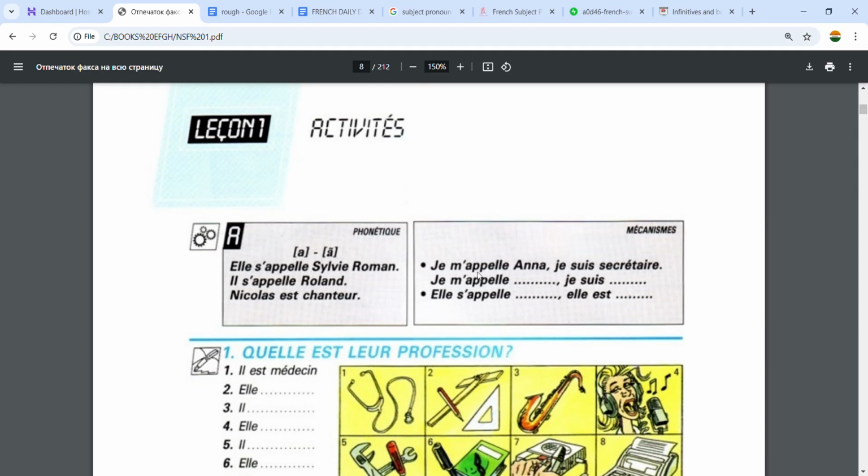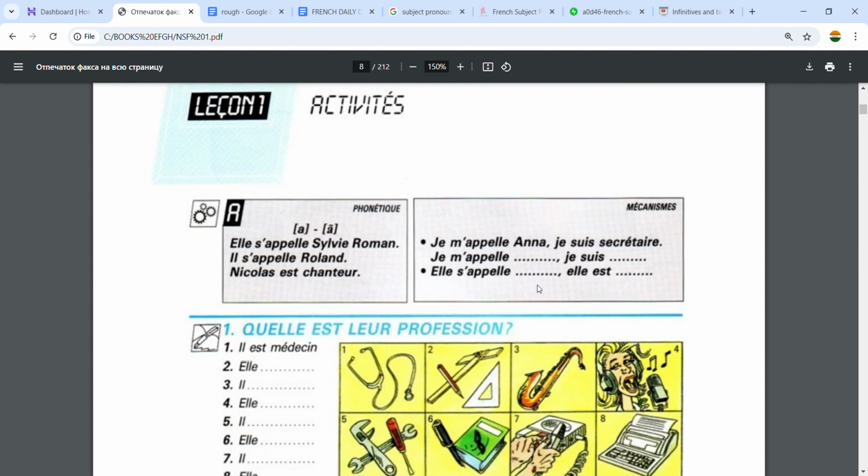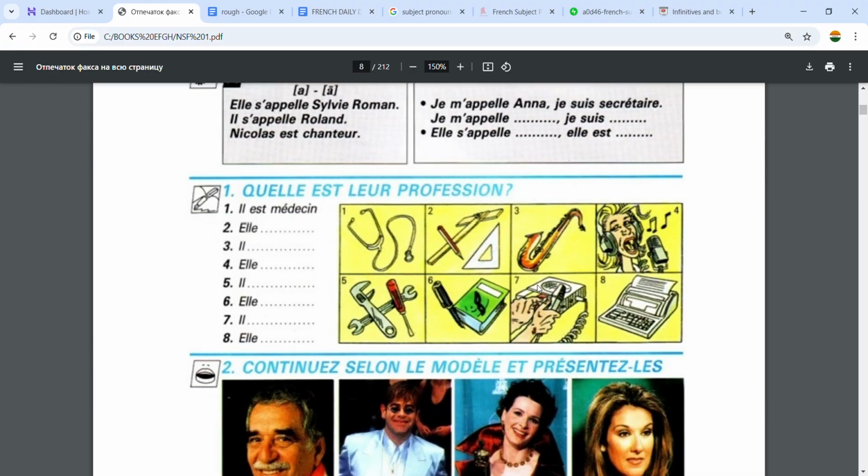Now again, je m'appelle Anna. Je suis secrétaire. My name is Anna. I am a secretary. Now this is for you guys. If you are masculine or feminine, you will say je m'appelle. Like if I have to call myself, I will say je suis professeur, which means teacher. Sorry, désolé. Je m'appelle Inzamam. Je suis professeur. My name is Inzamam. I am a professor. In the same way, you need to do this.